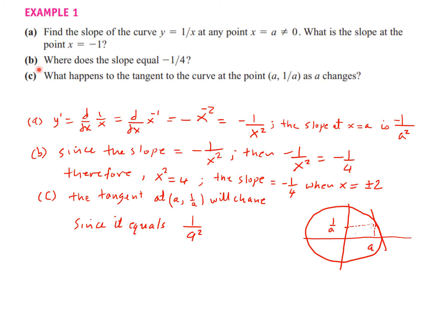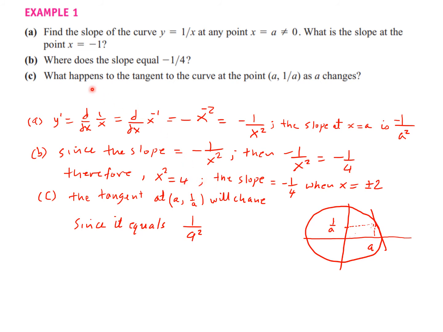Second question, where does the slope equal -1 over 4? So the question is where. Since the slope is equal to -1 over x squared, then -1 over x squared equals -1 over 4, so we can tell that x squared must be equal to 4. The slope equals -1 over 4 when x is equal to plus or minus 2. Why? Because x squared equals 4, that means x will be equal to plus or minus 2.